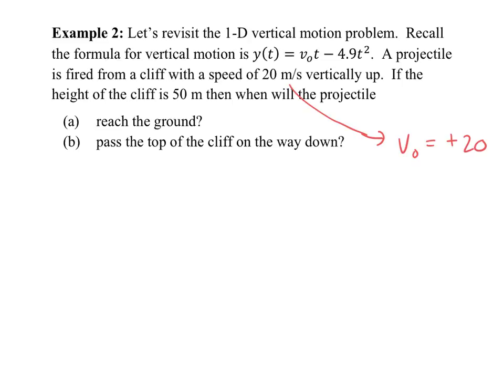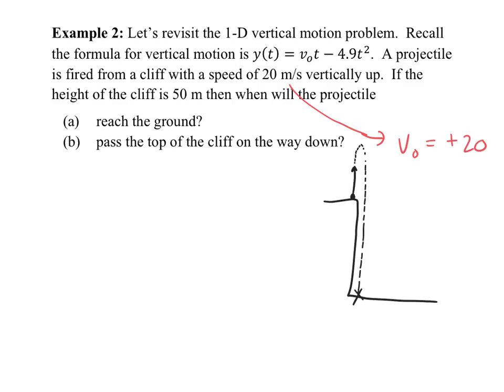It says, if the height of the cliff is 50 meters, now again, the projectile is fired from a cliff. So the way you draw a cliff is like this. Put a projectile here at the top. Show that it's fired upward. It's going to be launched, and it's going to come back down around and eventually splat to the ground. And it has potential energy, you learn in physics, that converts to kinetic energy, which is motion.